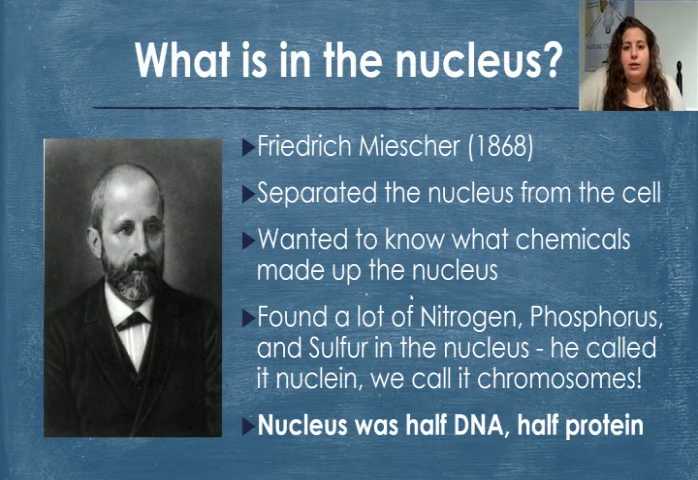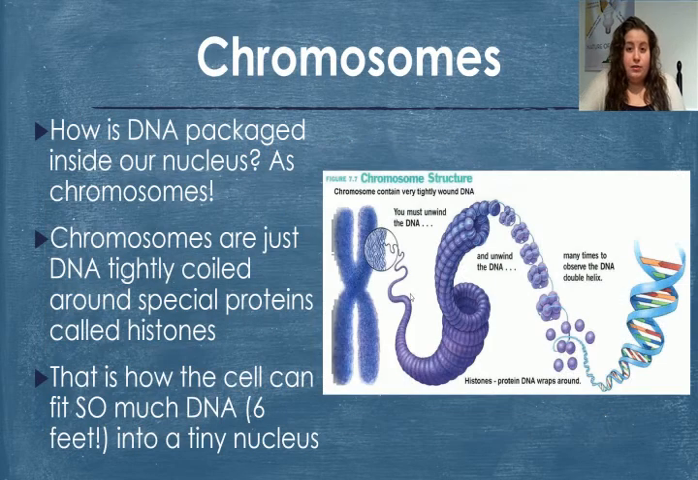So the first guy who said, I want to find out what's inside the nucleus, and he did it successfully, was Friedrich Miescher. What he was able to do was separate the nucleus from the cell and determine what chemicals made up the nucleus. And he did this through a salt solution. What he found was there was a lot of nitrogen, phosphorus, and sulfur in the nucleus. He called it nuclein, but today we call them chromosomes. Basically what he discovered was the nucleus was partially DNA and partially protein. So that was a good first step, but what are chromosomes?